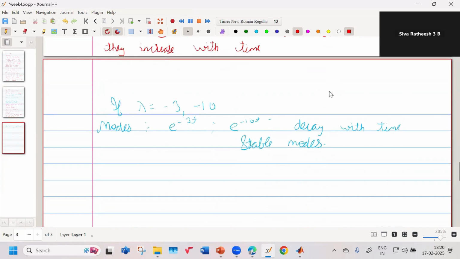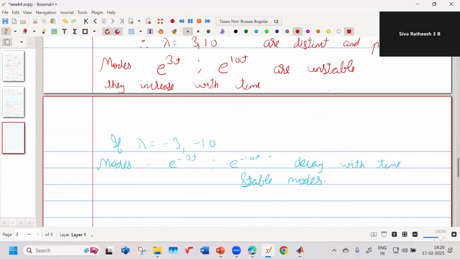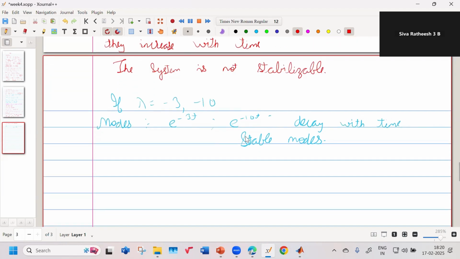The system is not stabilizable. We cannot stabilize this system. Now we have found that the system is not stabilizable. Let us consider the observability of this system.